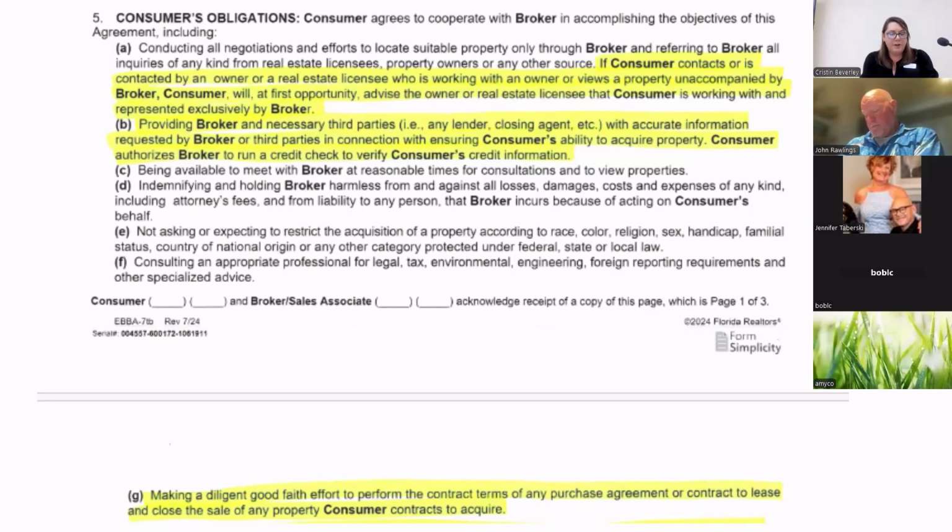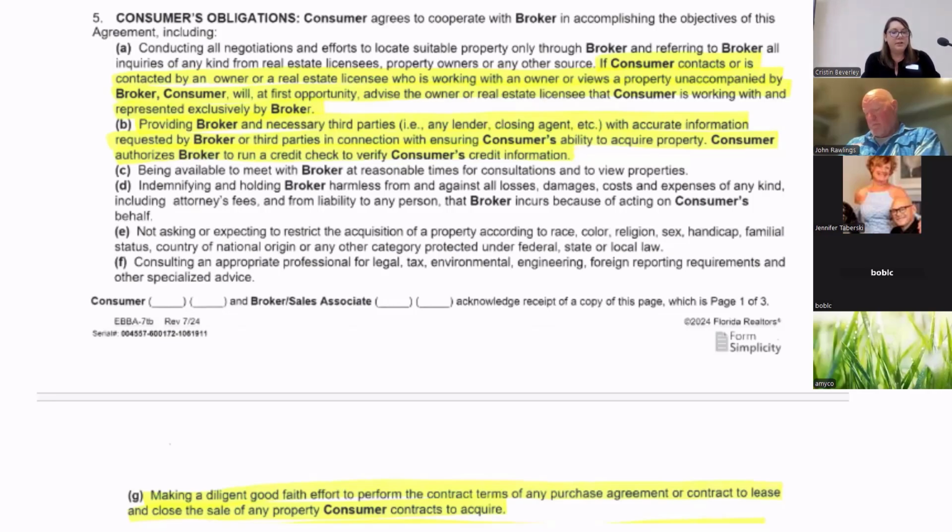Consulting with appropriate professionals for legal, tax, environmental, engineering, foreign reporting requirements, and other specialized advice. Remember that we have to stay in our lane and we have to stay within the confines of what our license allows us to do. And that does not include commenting on the condition of the roof or how this might affect their tax purposes. You want to make sure they go to the correct professionals for that.